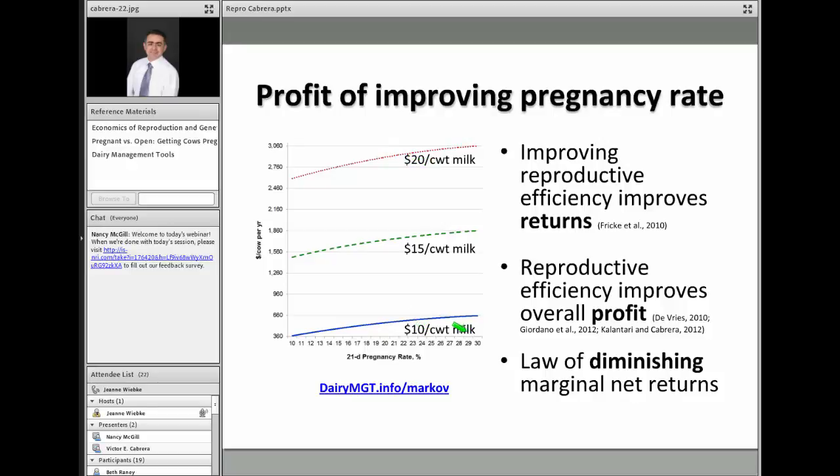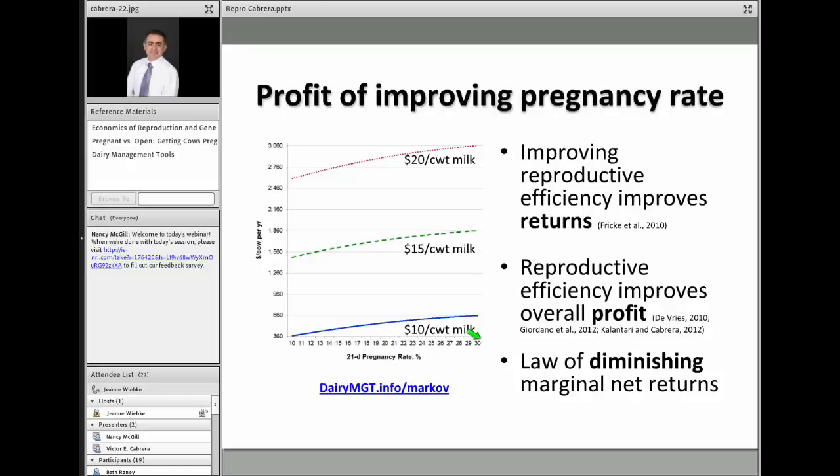But regardless of the price of milk, you can see one clear thing. As we increase the preg rate, we increase the net return. So there is no doubt about that. You can say, and it is correct to say, that this follows diminishing marginal net returns. That means that the gain of net return when we increase from 10 to 11%, for example, is much higher than when we increase between 29 and 30%. As we have higher pregnancy rate, our gain of improving even more our preg rate will be lower.